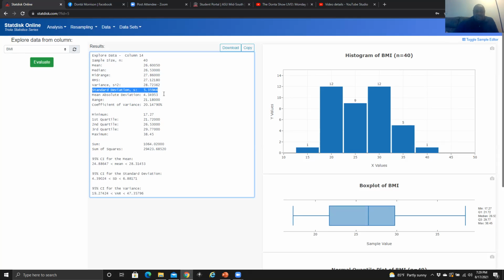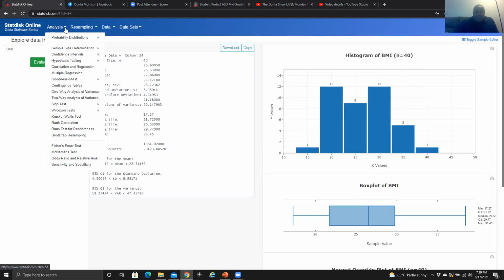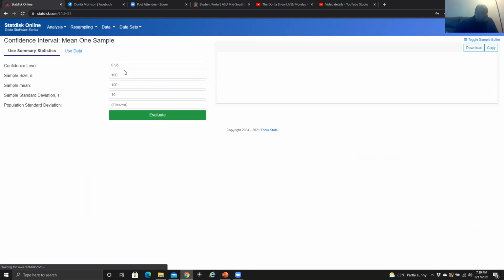All right. Because I'm going to need the summary statistics in order to enter what I need. So when I go to analysis here, I need to click on analysis, then go to confidence intervals. This time I'm going to be selecting mean one sample because the one sample was the mean. All right. Because as you can see, I need the sample size, the mean, and the standard deviation.